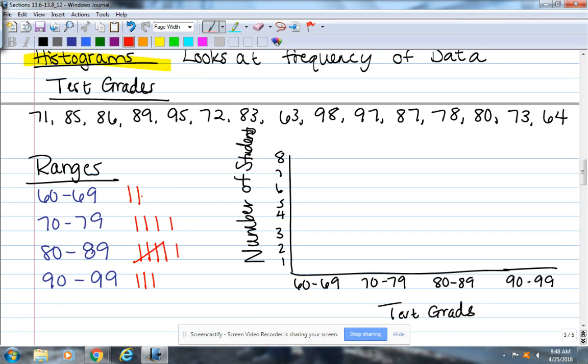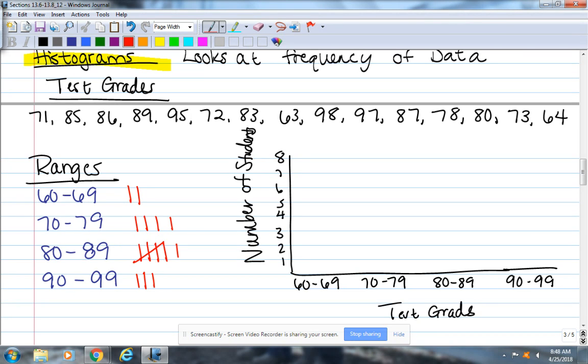Now, how could I double check and make sure I haven't missed something? Count my numbers and count my tallies, right? I'm going to do that real quick. 1, 2, 3, 4, 5, 6, 7, 8, 9, 10, 11, 12, 13, 14, 15. Apparently I got them all.